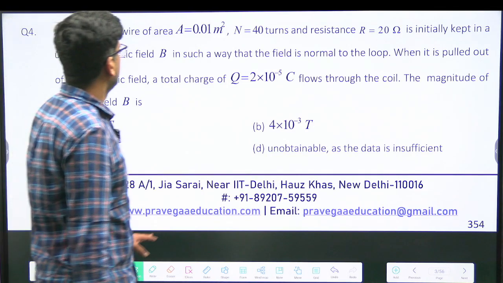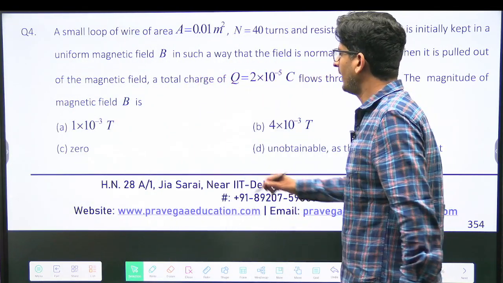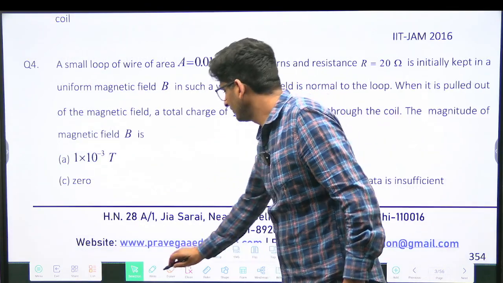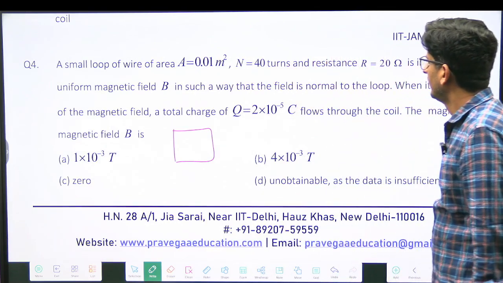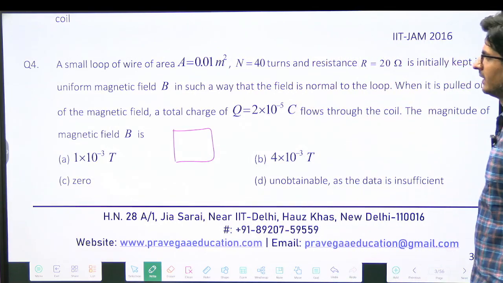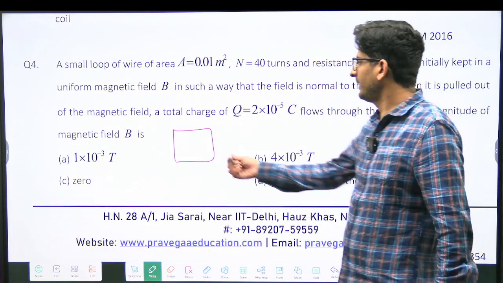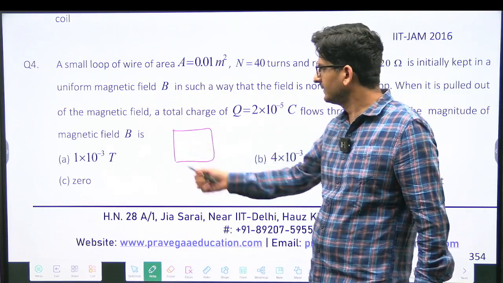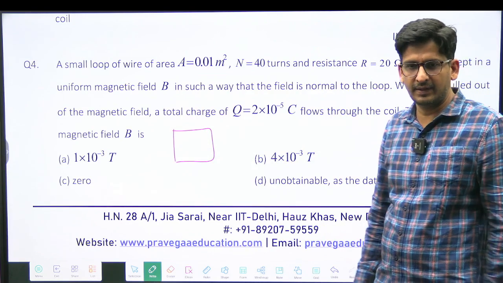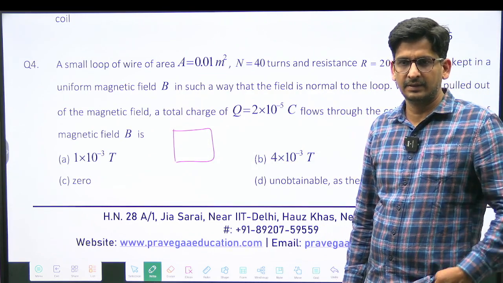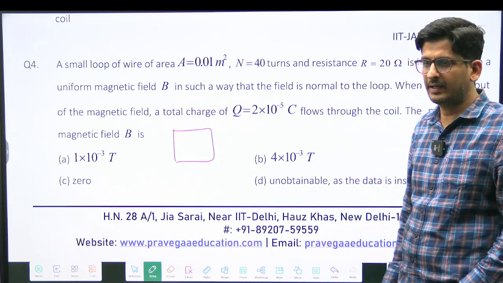So you have a small loop of wire like this. Suppose the wire is like this, and it is kept in a magnetic field, so that the magnetic field is, say, normal like this, and then it is pulled out of the magnetic field.